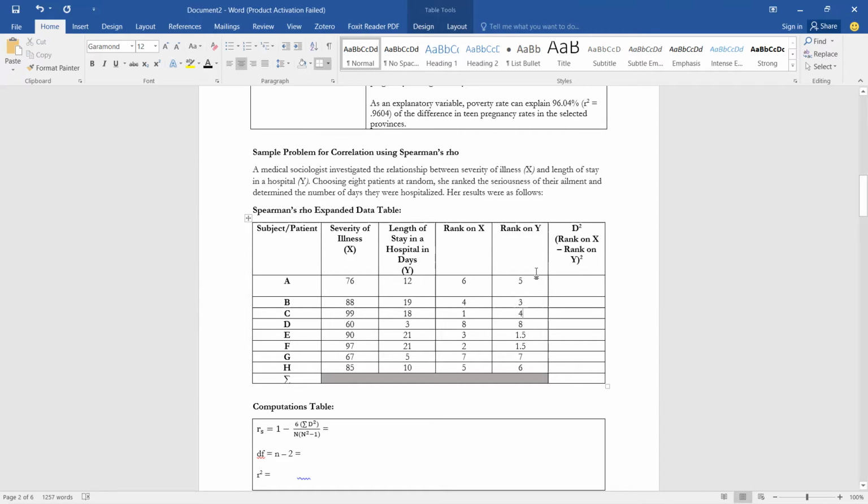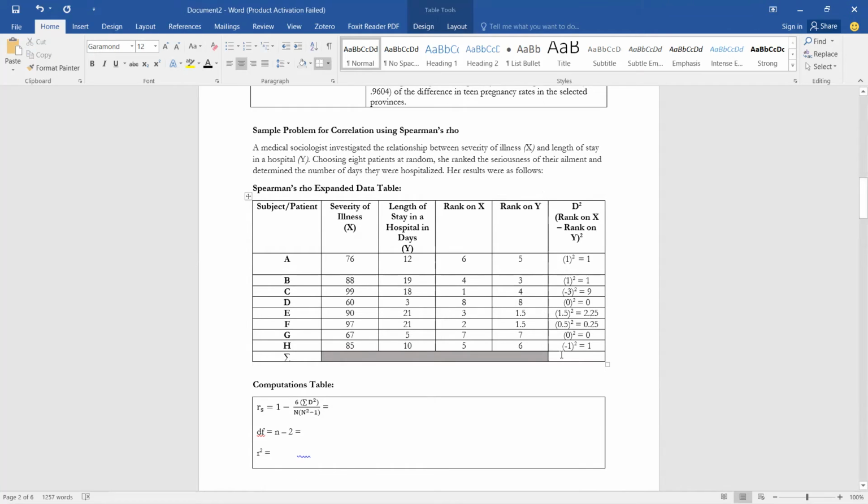Now, what we have to do next is to get the difference between rank on X and rank on Y. So for A, that's 6 minus 5. No, but you need to square it, so that we plug it in here in the formula. So that 6 minus 5 is equal to 1 squared will give you 1. Do that for the rest, and you will get something like this. So why are we squaring it? We're trying to eliminate negative values, and get the sum of d squared, and you will get 14.5.